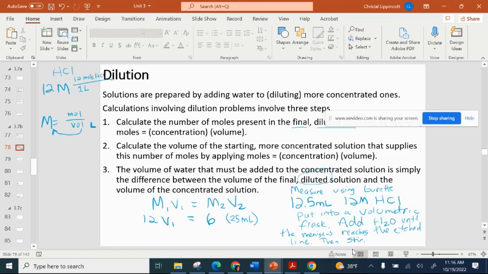They will typically give you a list of equipment and say, here's the equipment that you have on hand. Tell us how to make this happen. You want to pick the most accurate piece of equipment that they have given you.